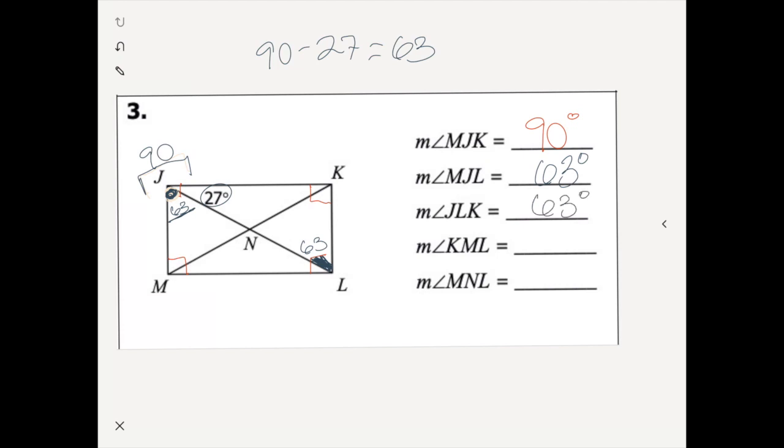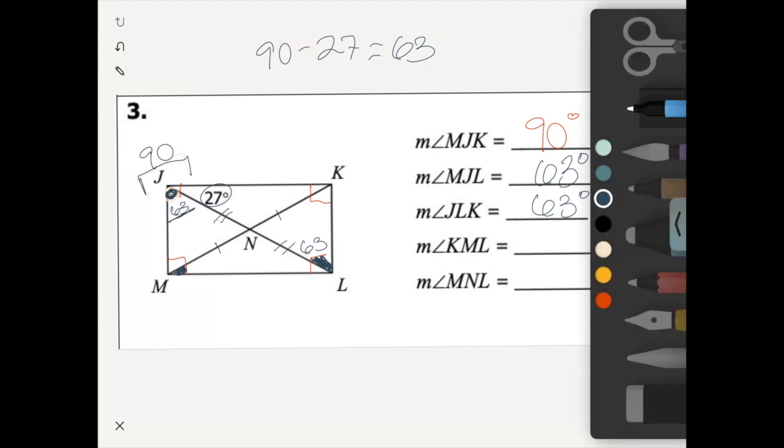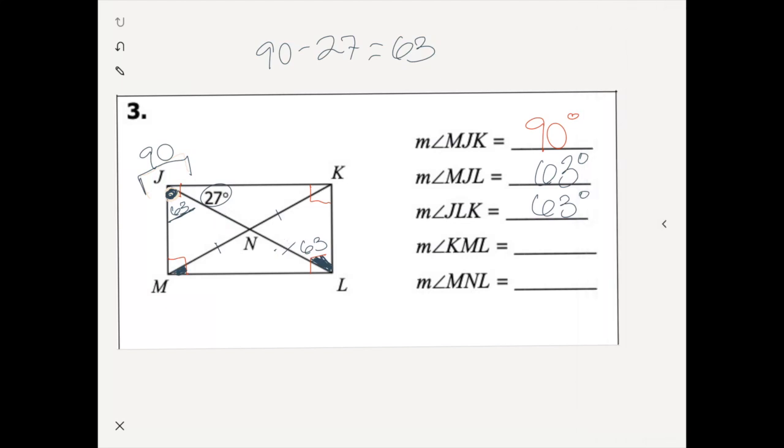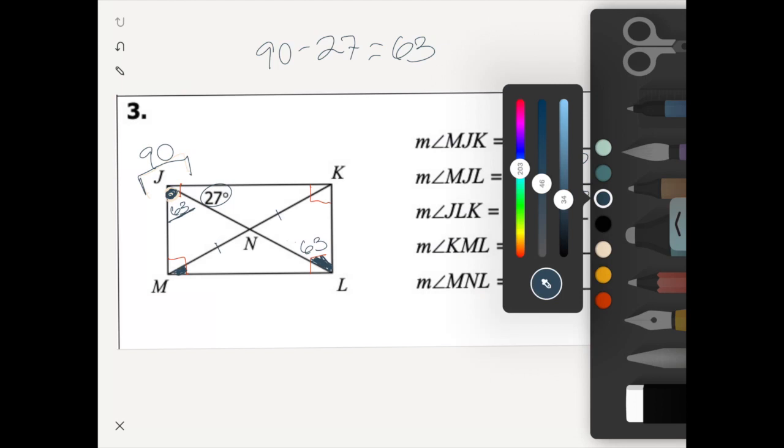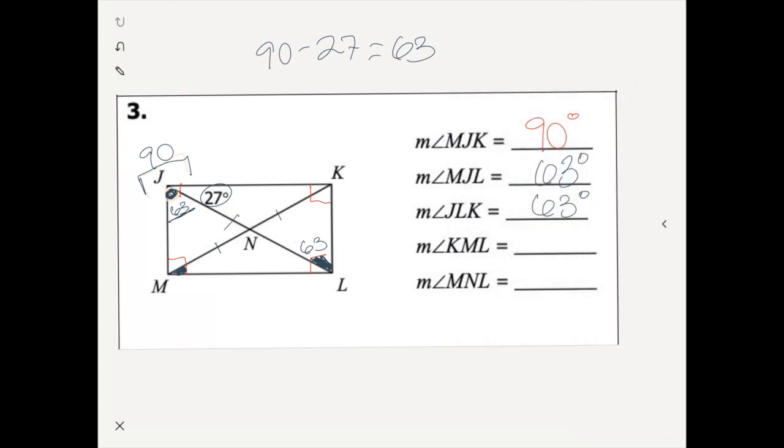Next, we need to find KML. We need to find the measure of KML, and in order to do that, we're going to use a different property of rectangles. We know that diagonals are congruent, right? So we know that this is congruent to this, and this is congruent to this. Well, they're all congruent, so I could actually only use one hash mark, because all of the diagonals are the same. So these are all congruent. If this is 63, we already found out this is 63. We know this whole thing needs to equal 90, so that means this has to be 27. Also, we know alternate interior angles are congruent. So that's 27. This is 27.